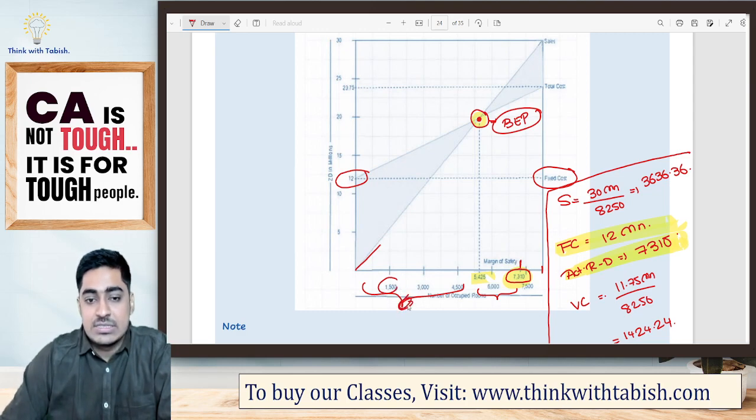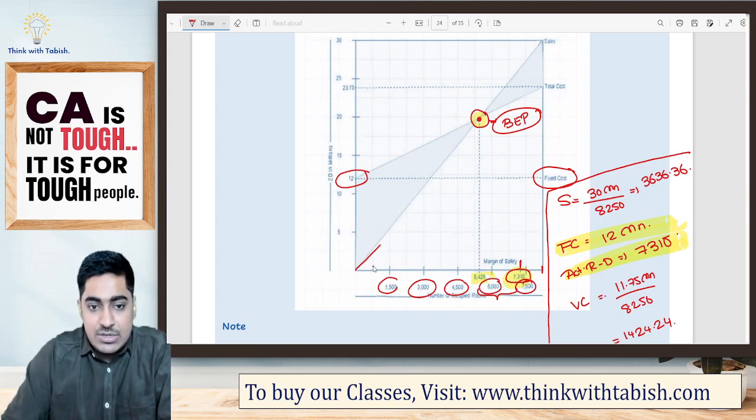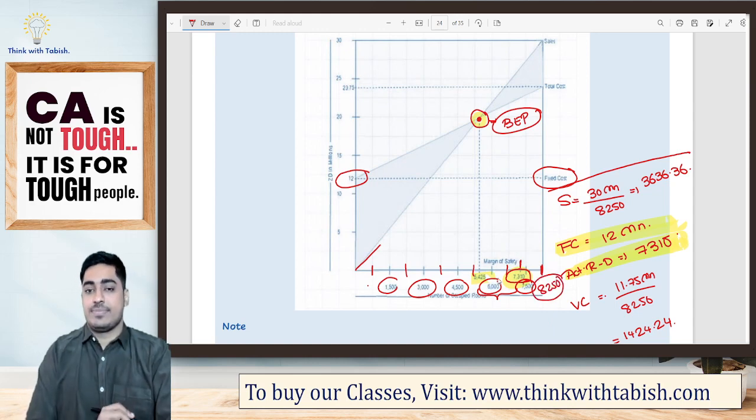I'll just erase this. 1500, 3000, 4500, 6000, 7000. If you see the graph properly, there are two gaps. That means this is 750, 1500, 2250, 3000, 3750, 4500, 5250, 6000, 6750, 7500. That means this line is going to be 8250. Yes or no, everyone? Fine.